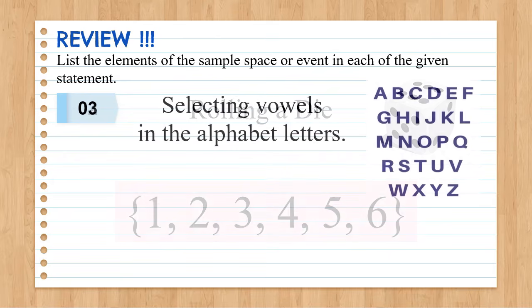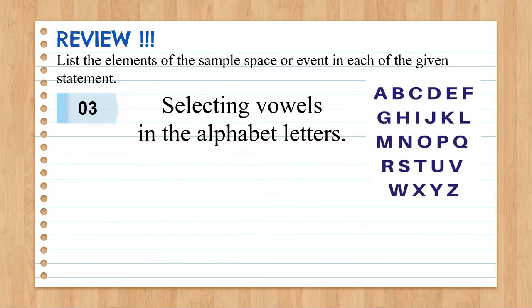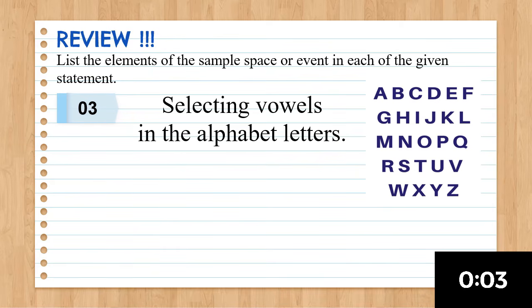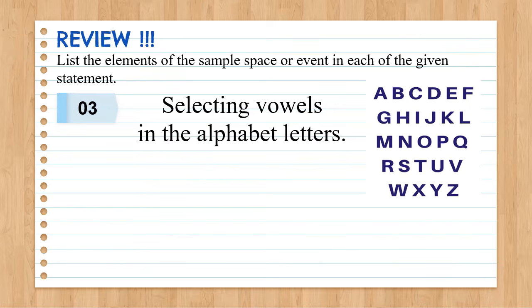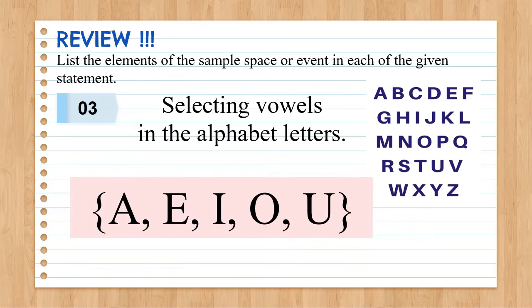Let's have number 3, selecting vowels in the alphabet letters. Your timer starts now. That's great! The elements of the event are A, E, I, O, and U. Way to go, grade 8 learners!